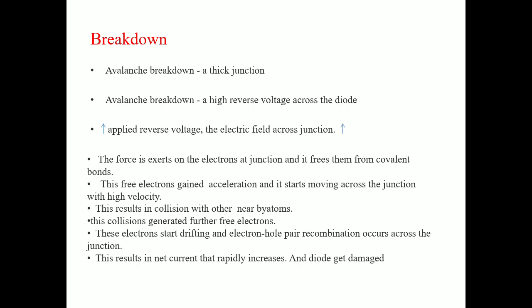Some applications of a PN junction diode are switching operations, and mainly it is used in rectifiers. What is a rectifier? It converts an AC signal to a DC signal. In a half-wave rectifier, if you apply an input voltage, during the positive cycle it gives an output, and during the reverse cycle it does not. So it is a half-wave rectifier. With the help of a diode, we can rectify an AC signal to a DC signal.